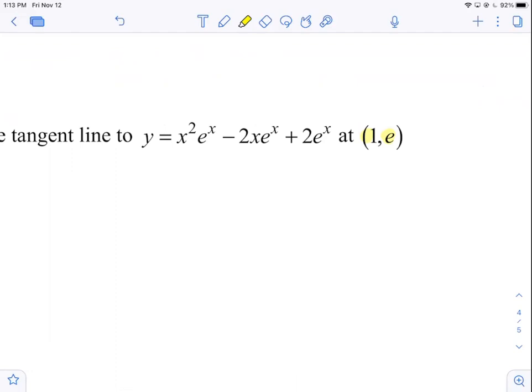Wow, look at how many terms, 3 terms. And then the first term has 2 factors that are variables. The second term has 2 factors that are variables. And the last term is just 2e to the x. So we could jump in and start doing double product rule.